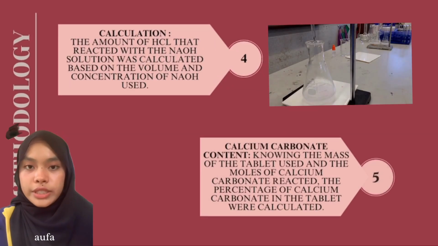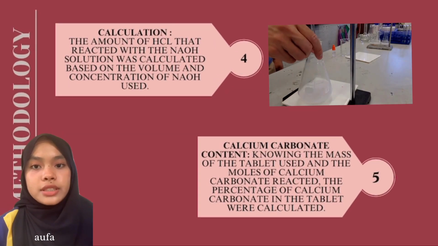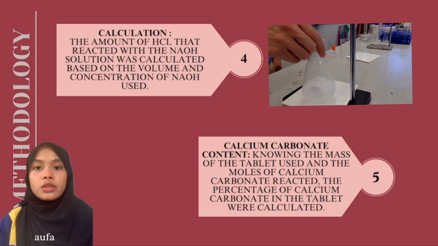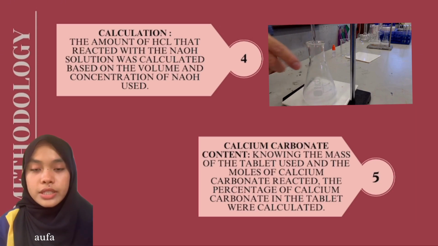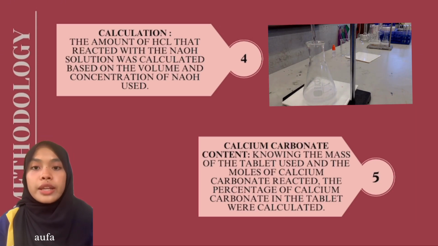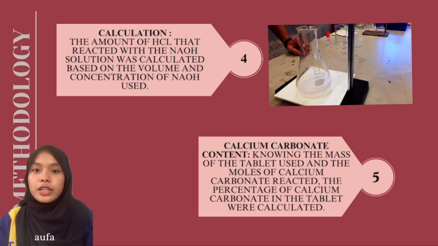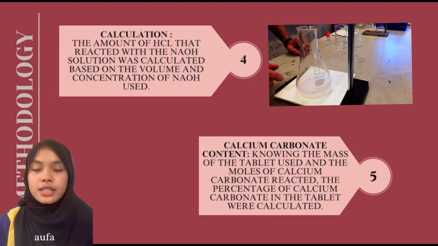Next, for the calculation, the amount of HCl that reacted with the NaOH solution is calculated based on the volume and concentration of sodium hydroxide used. Then, stoichiometry is used to determine the amount of HCl that initially reacted with the calcium carbonate in the tablet. So, the last step is calcium carbonate content.